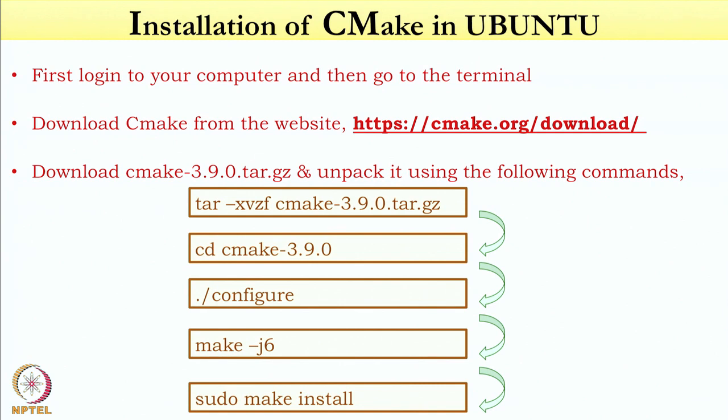After the configuration is successfully done, then you have to type the command make -j6. It will make the file, and then sudo make install. It will install CMake. So these are the 4 steps. All these are just to install CMake, which is needed later. And the same commands you have to type to install FFTW as well.